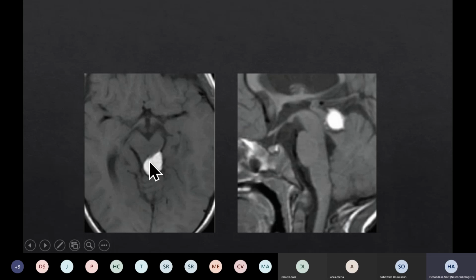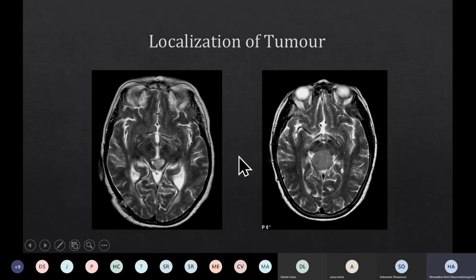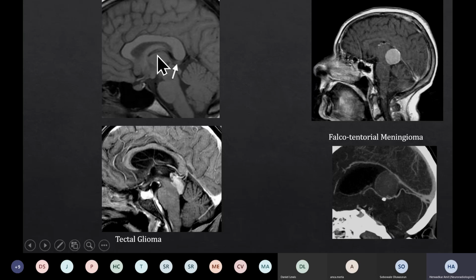And if I were to give you the rest of the sequences, it's suppressed on fat, and this is a quadrigeminal plate lipoma. But of course you can get tumors in this location as well, and it can be difficult on the axial sequence to say exactly where the tumor arises, and it's so important to look at the sagittal sequence.